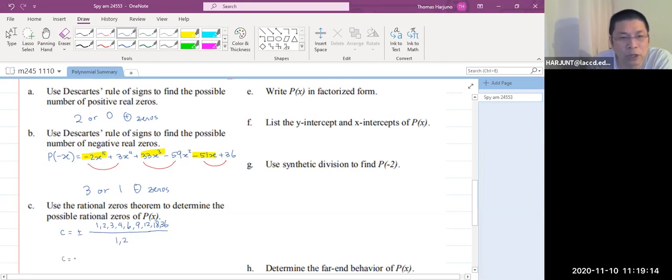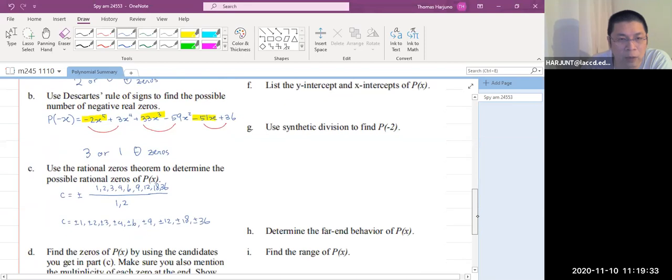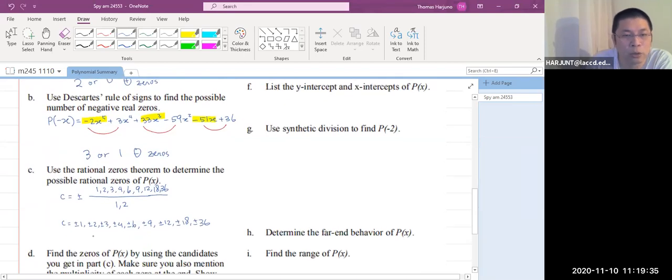But you need to actually rewrite it though. So plus or minus 1, plus or minus 2, plus or minus 3, plus or minus 4, plus or minus 6, plus or minus 9, plus or minus 12, plus or minus 18, plus or minus 36. Those are if I divide by 1. Now if I divide by 2, plus or minus 1/2, plus or minus 2/2, already 1, plus or minus 3/2, plus or minus 9/2. So those are the possible rational zeros.